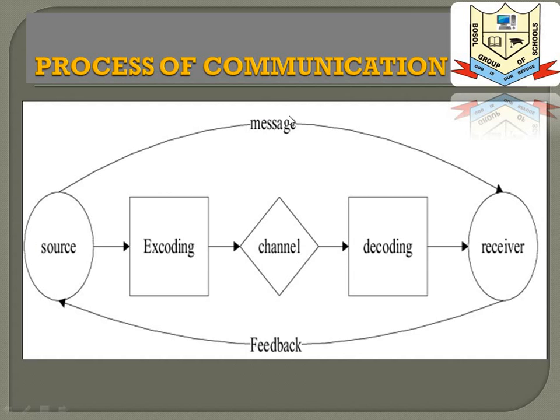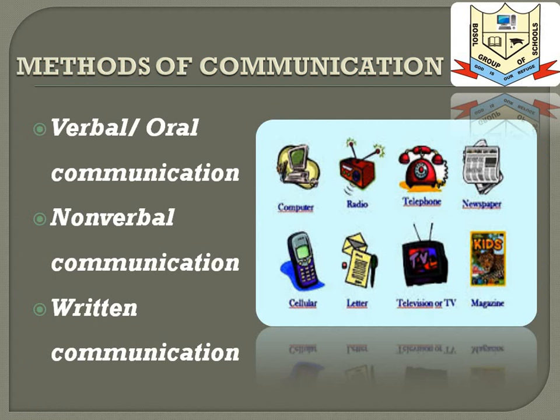Then the next process we have to look at is the channel. What method is the communication going or coming using? Then we have the decoder, that's the person receiving the message, which is also the receiver. Then there's also going to be feedback, which may not be possible if there are barriers. So for us to have effective communication, the process must be followed holistically.